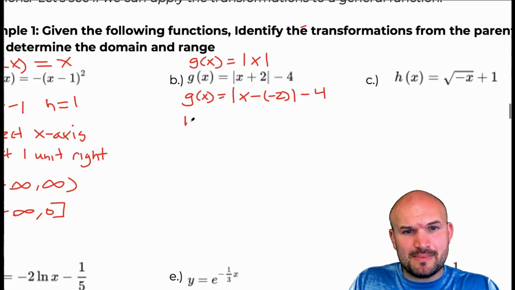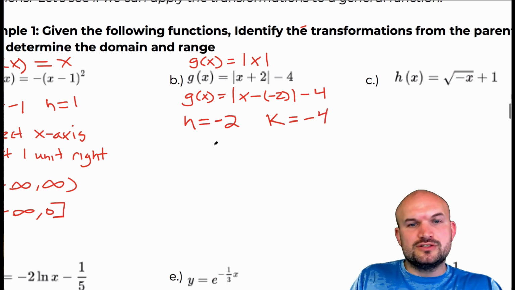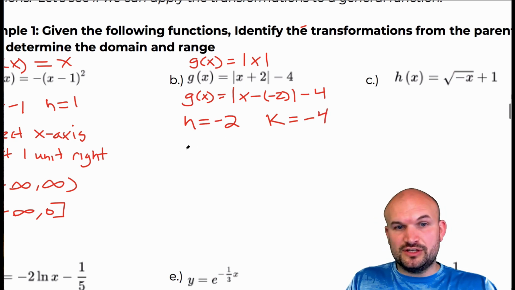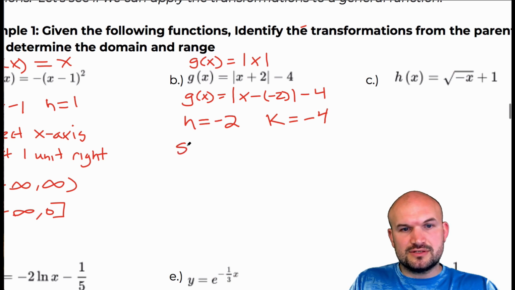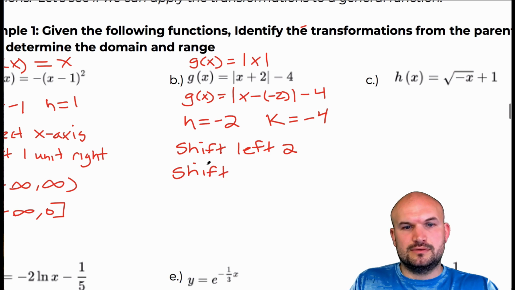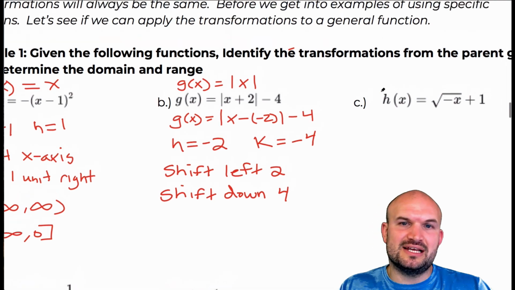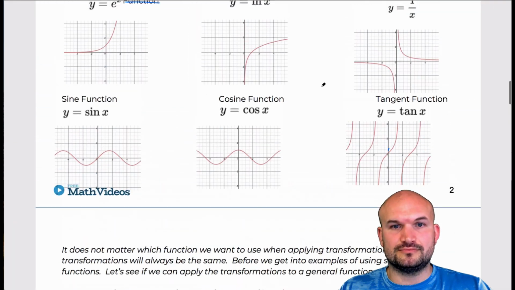So now I can say my h is equal to -2, and my k is equal to -4. So what that means is now I am shifting the graph. Since h is -2, I'm going to say shift left 2 units. And I'm going to shift down 4 units because the k is negative. So let's go and look at this to identify our domain and range.